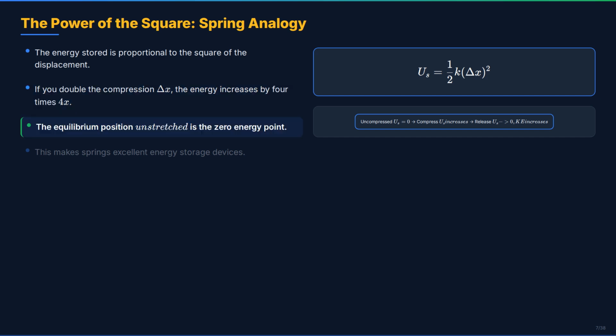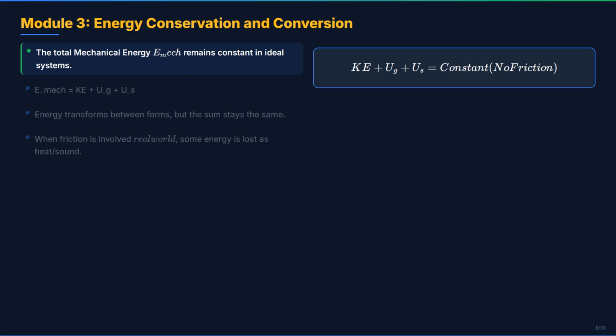The equilibrium point, where the spring is neither stretched nor compressed, is our 0 point for potential energy, just like the ground was for gravity. This principle is used everywhere, from shock absorbers in cars to the mechanism in a crossbow. This is the grand unifying concept. If there is no friction or air resistance, the total energy of the system, kinetic plus all potential, will never change. Think of it as a perfect energy accounting book.